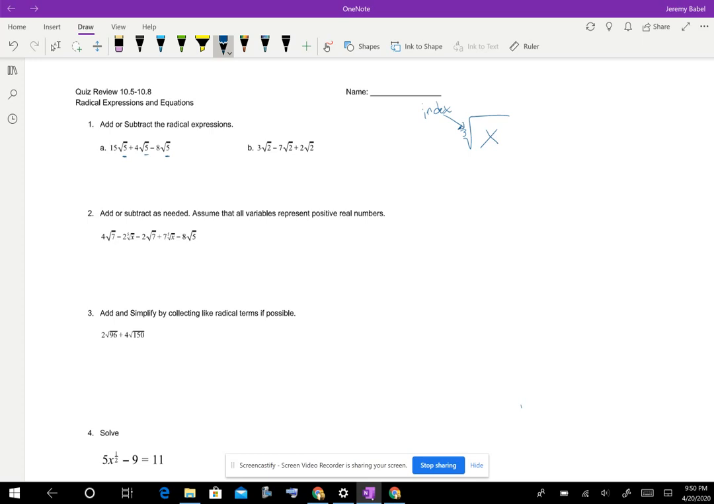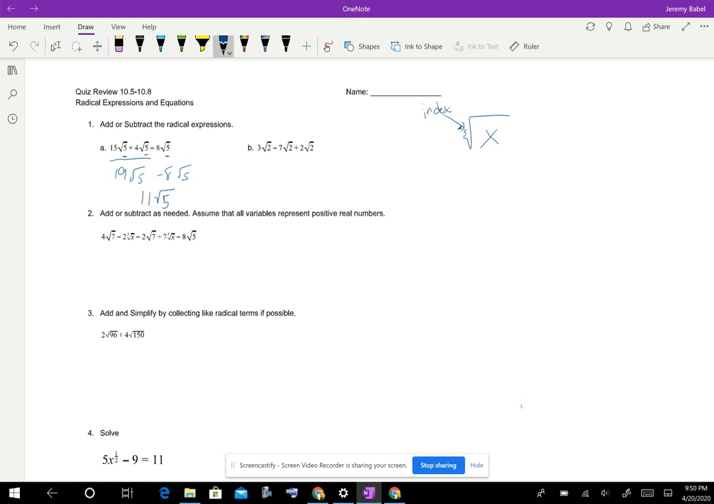All right, so since they do have the same index, they're all square roots, and the number underneath the square root is the same, we can combine them as if we were combining like terms. So if we have 15 root 5s and another 4 root 5s together, that would make 19 root 5s, and then minus 8 root 5s. So 19 minus 8 is 11, so we would have overall 11 root 5s.